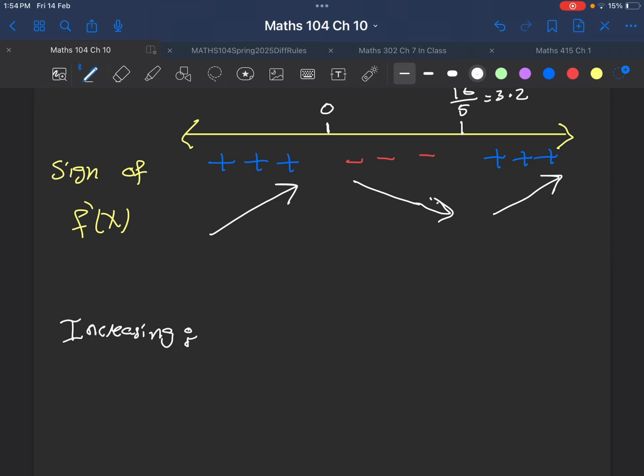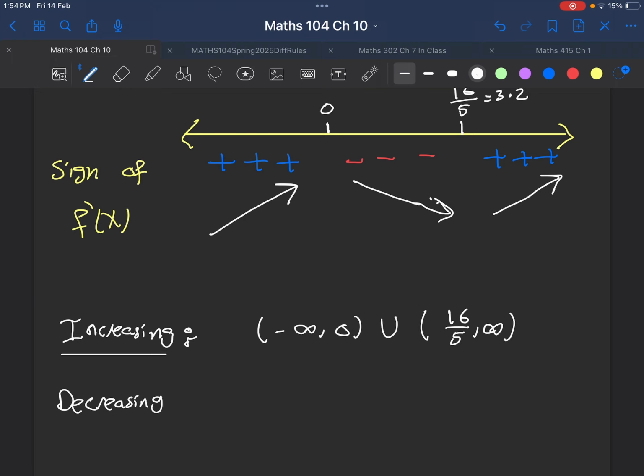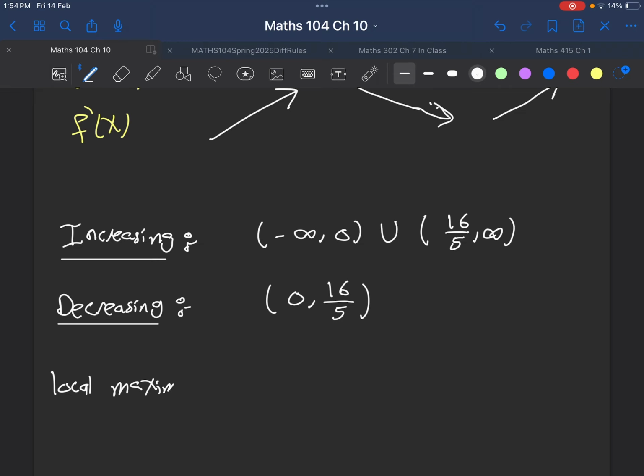So where the function is increasing, the interval of increasing is actually from -infinity to 0. And then we start again from 16/5 to infinity, and we join them with a union. We have decreasing, which is just between 0 and 16/5.